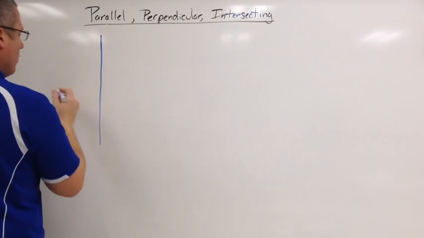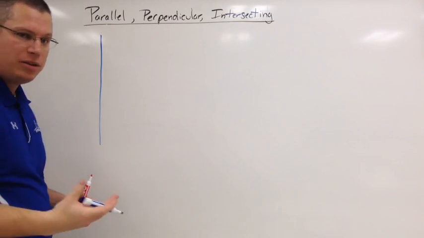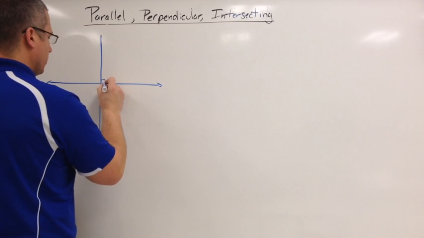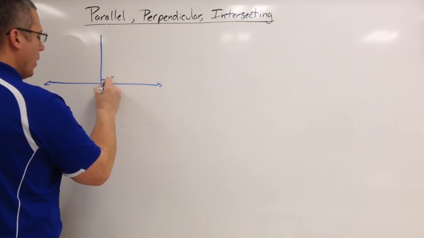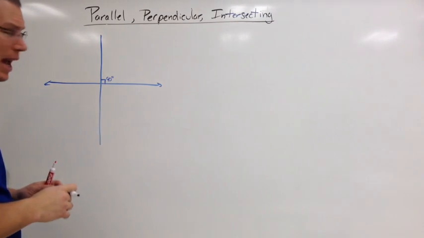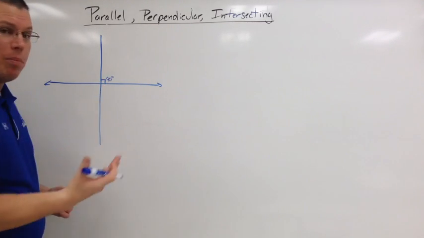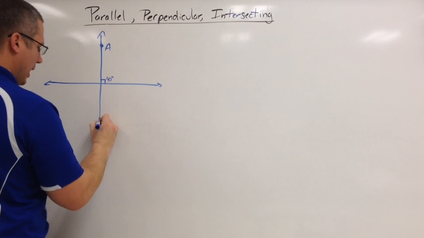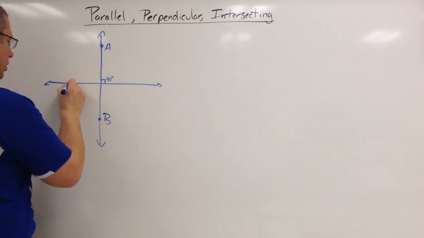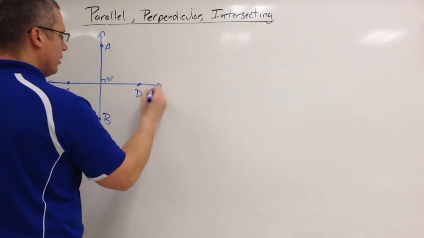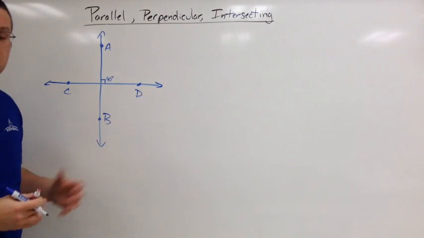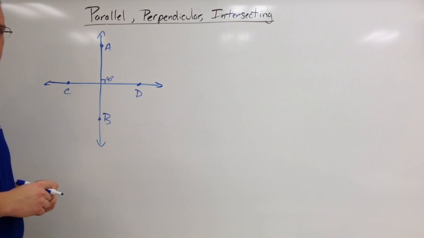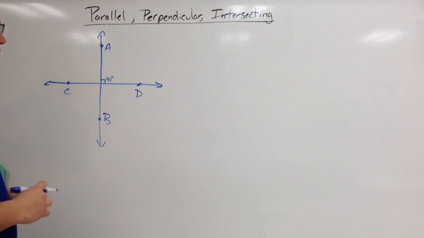Perpendicular is next. Perpendicular are two lines that intersect, and in a very special case, they intersect at 90 degrees. The square in the corner indicates it's a 90-degree angle. A lot of times the 90 won't be written, it'll just be the square. So we'll call this line AB, line CD. These lines are perpendicular. They intersect at a 90-degree angle. Call it a plus sign, anything that crosses at a 90-degree angle.